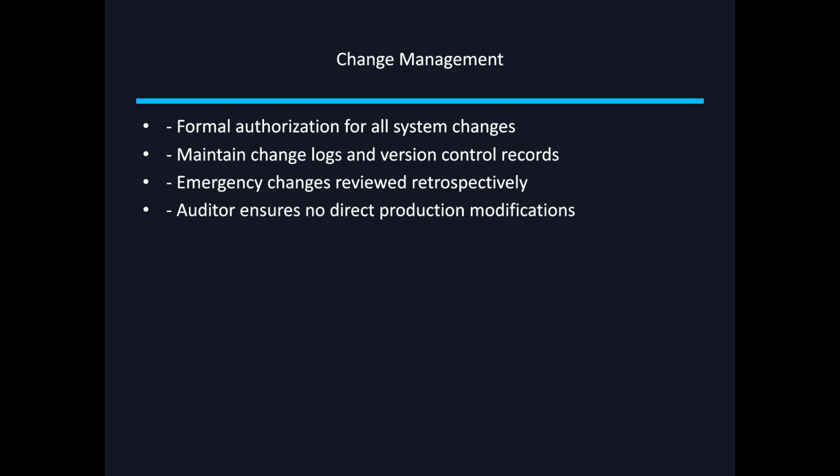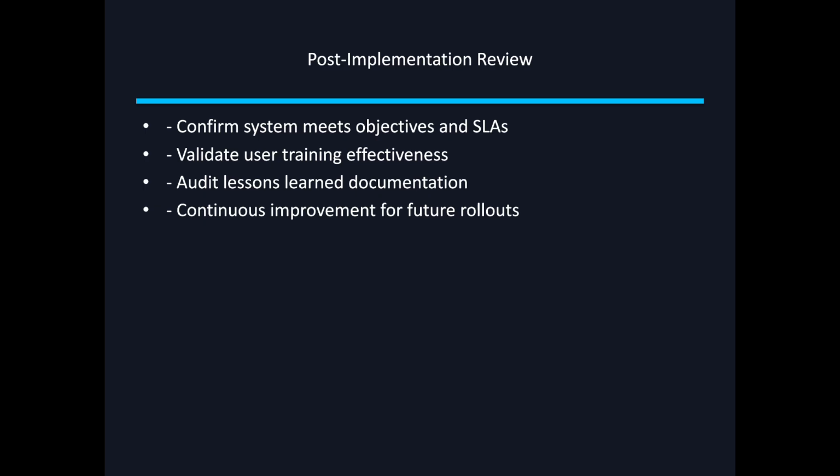So moving on to the next section, which is implementation and post-implementation review. After go live of an application, the auditor performs a post-implementation review, basically to confirm the system meets the business requirements, data has been migrated correctly, users have received the training, and operational processes and SLAs are defined. They also assess whether the lessons learned were captured for future projects.